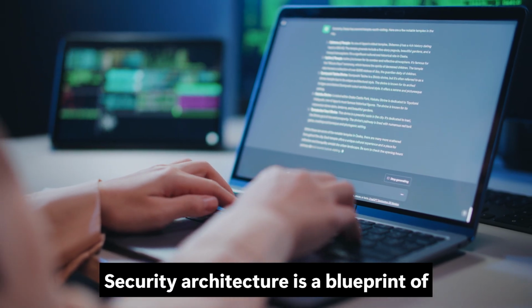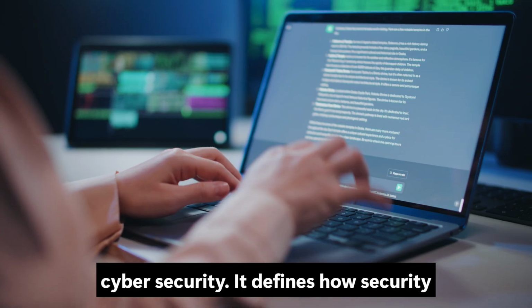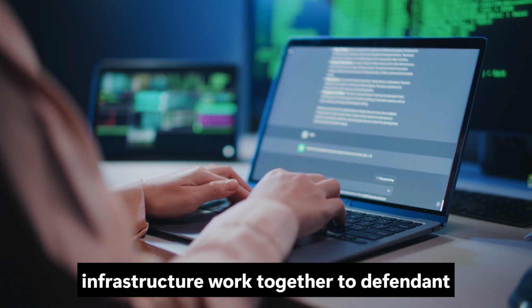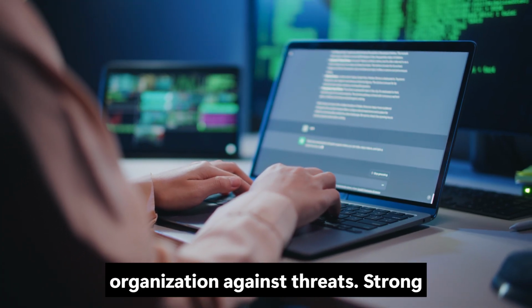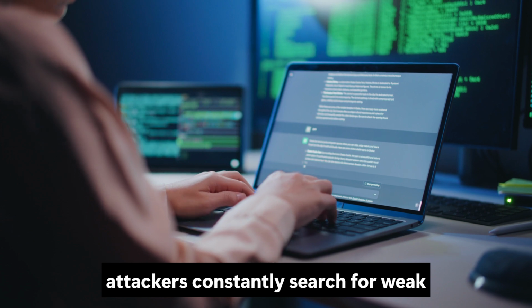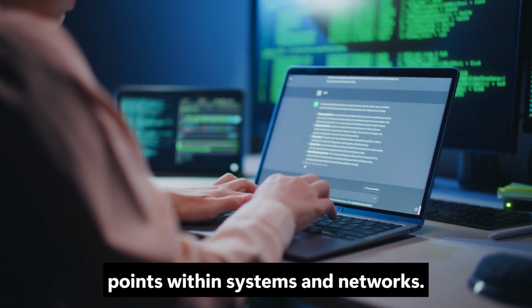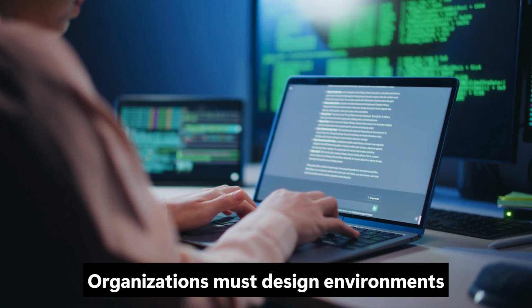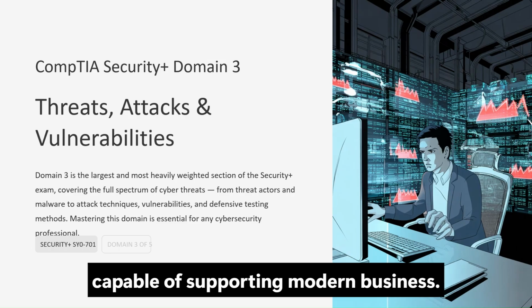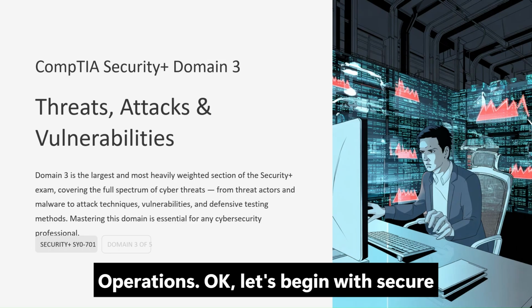Security architecture is the blueprint of cybersecurity. It defines how security controls, technologies, policies, and infrastructure work together to defend an organization against threats. Strong security architecture is critical because attackers constantly search for weak points within systems and networks. Organizations must design environments that are secure, resilient, scalable, and capable of supporting modern business operations.